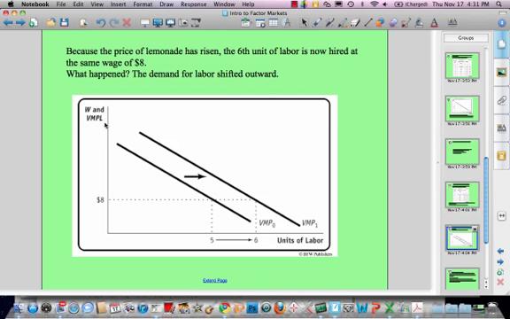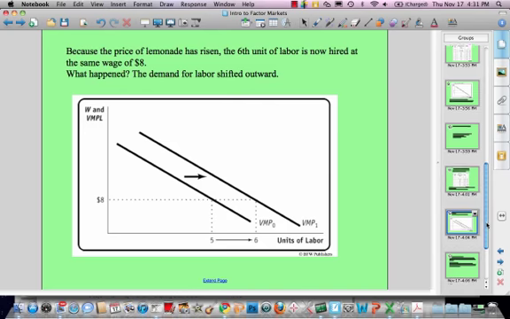and you can see that now on a graph where you're looking at the value of marginal product of labor. Here we had that $8. The entire demand curve shifted out because now that $8 value of the marginal product of labor is associated with 6 units of labor and not with 5 units of labor. So the entire curve shifts outward. We'll talk about this more. We'll do some more examples.